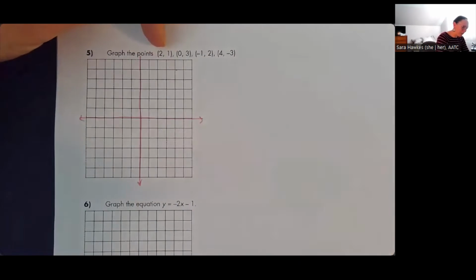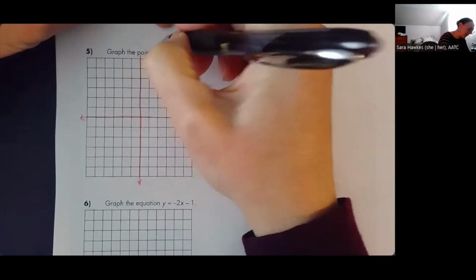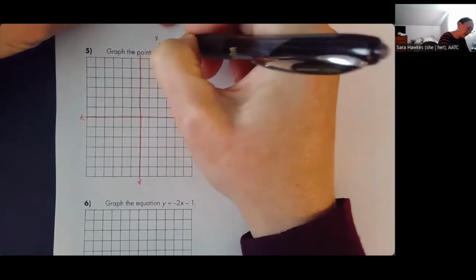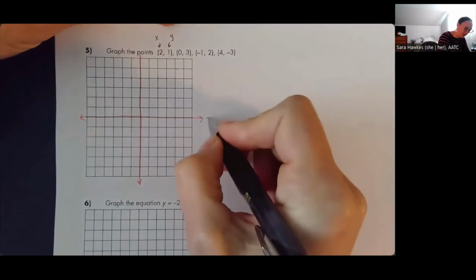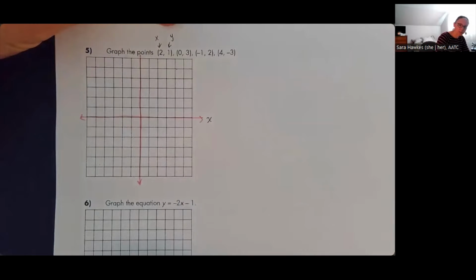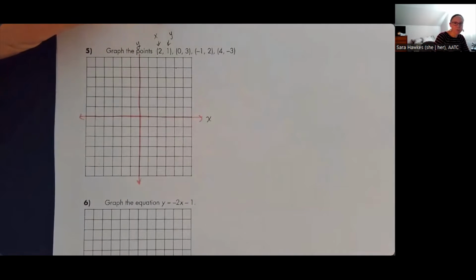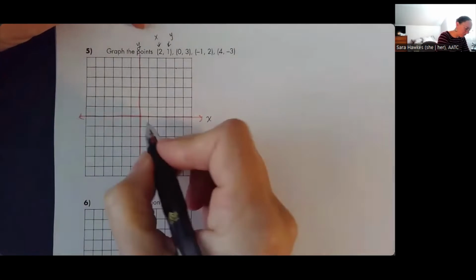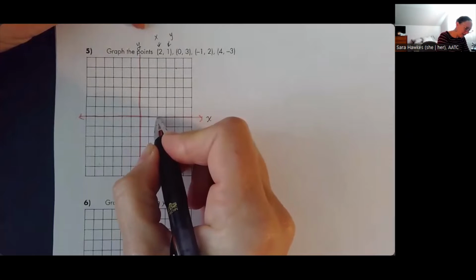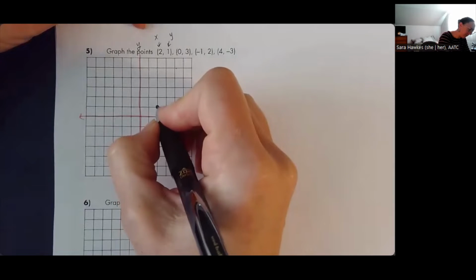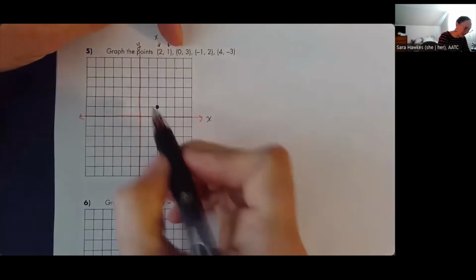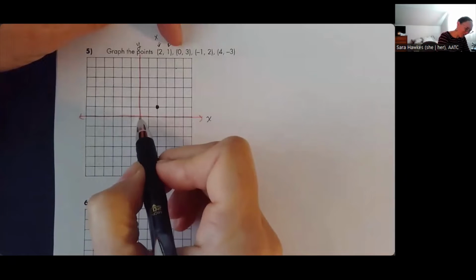2, 1. Remember the first number is the x value and the second number is the y value. Our x-axis is this horizontal axis and the y-axis is our vertical axis. So the point 2, 1 says move 2 steps to the right and 1 step up. 0, 3 says don't move left or right, so start at the origin and just move up 1, 2, 3 steps.